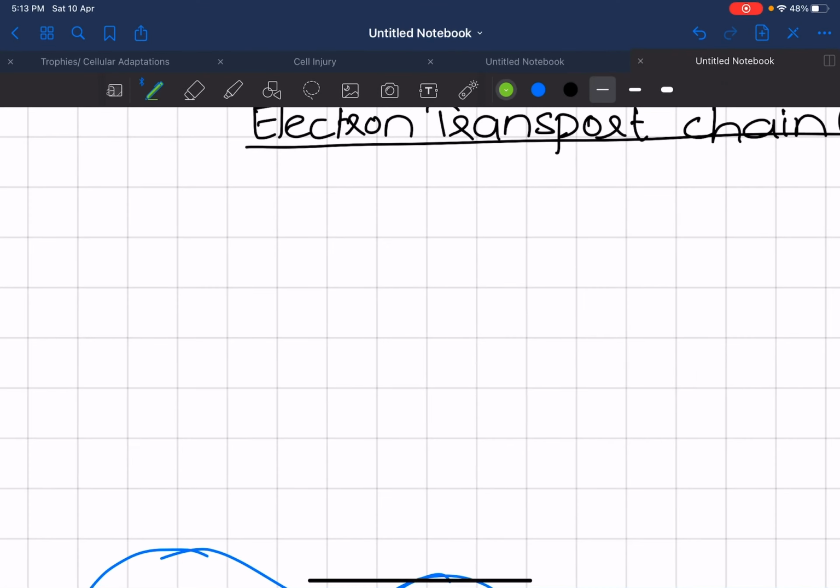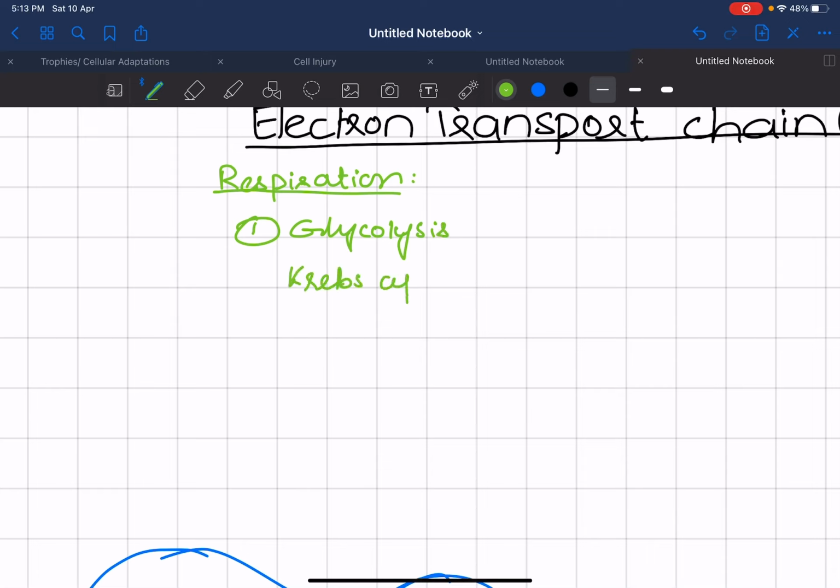So today we're going to be talking about the electron transport chain, okay? So we know about respiration, right? Basically the process through which we are utilizing or producing the energy from the food by their oxidation, right? So it basically consists of glycolysis, the Krebs cycle, and the very last, the ETC, or the electron transport chain, okay?